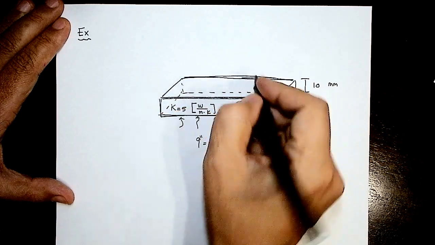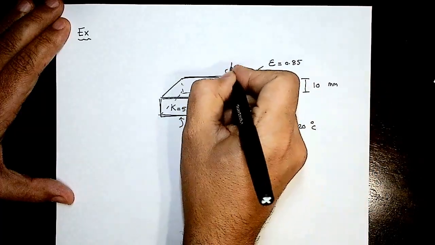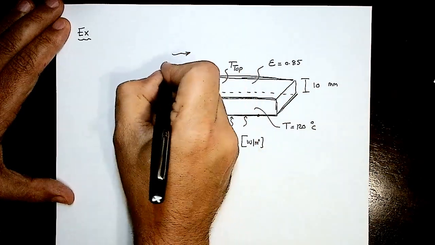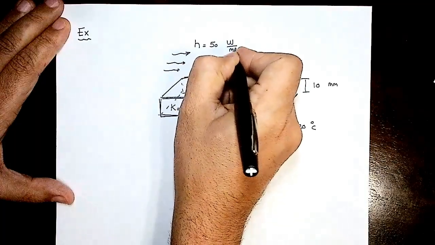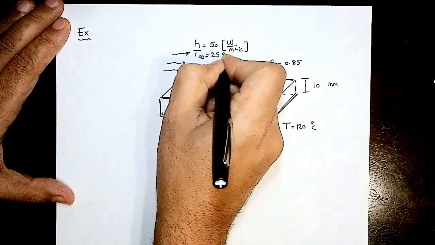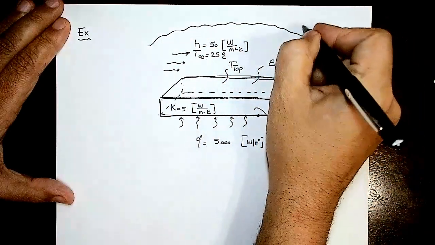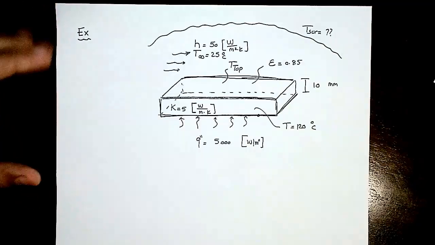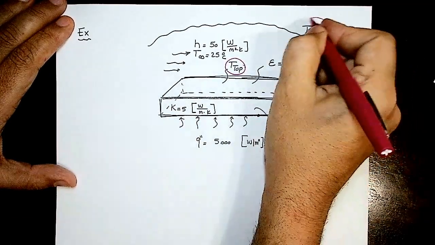Then the top face here has an epsilon of 0.85, and an unknown top face temperature, but this plate is exposed at the top to h equal 50 watt per meter square Kelvin, and T infinity equal 25 degrees C. In the meantime, this body is sitting in a room where the surrounding temperature is unknown. Now I need to find T top. I need to find the surrounding temperature.